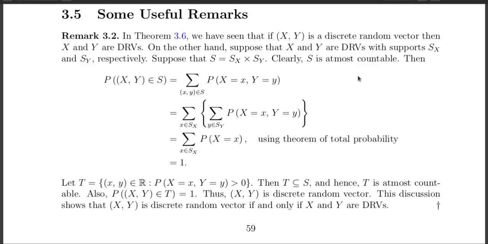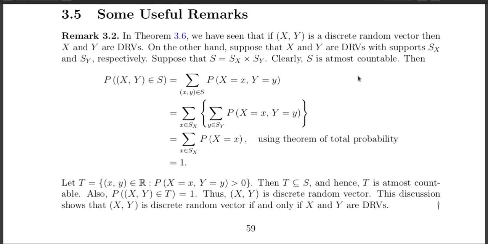In this lecture, we are going to see some useful remarks. These remarks are useful in the sense that they give more insight into continuous and discrete random vectors and continuous and discrete random variables. So the first remark, remark 3.2, is basically talking about discrete random vectors and discrete random variables.